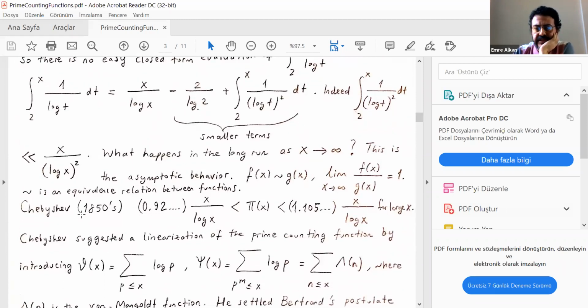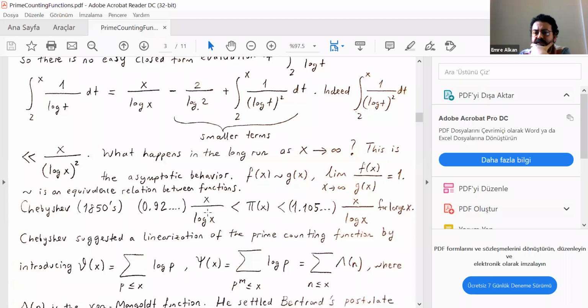Now I come to the times of another contributor of this subject, Chebyshev. This is around the 1850s. Chebyshev was the first mathematician who really got results about the rate of growth of pi of x. For example, he showed that for large enough x, we have these inequalities. Pi of x exceeds 0.92 times x over log x, and is less than 1.105 times x over log x.